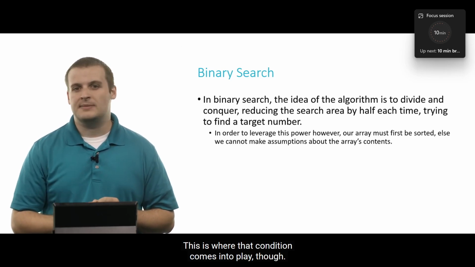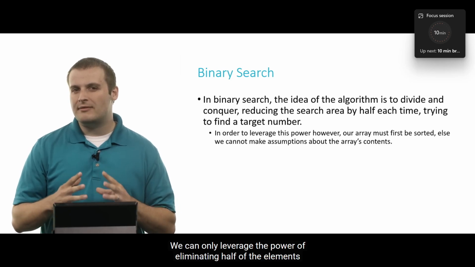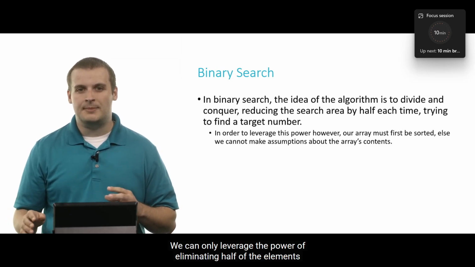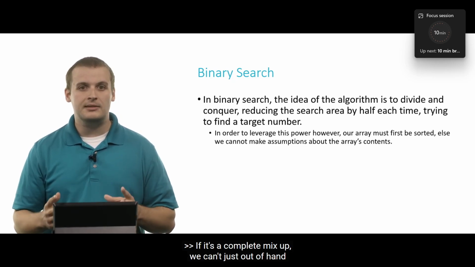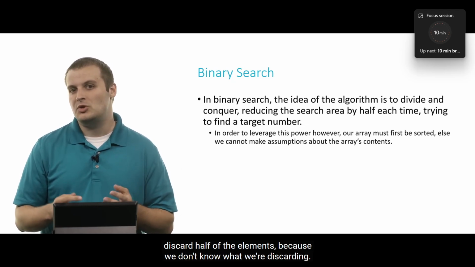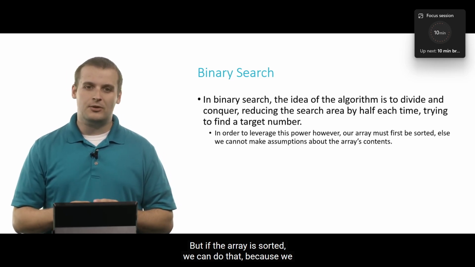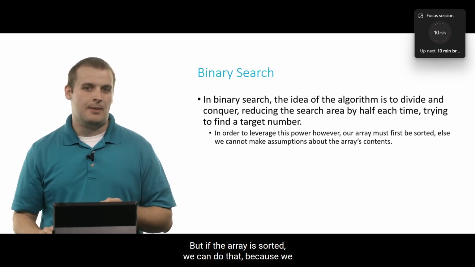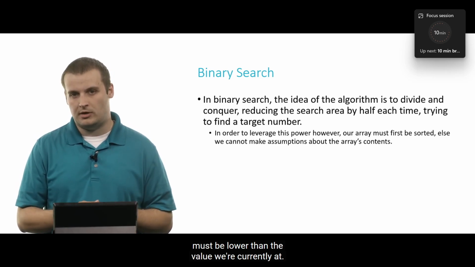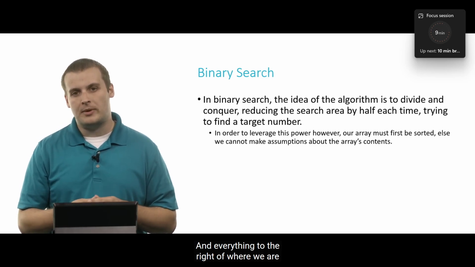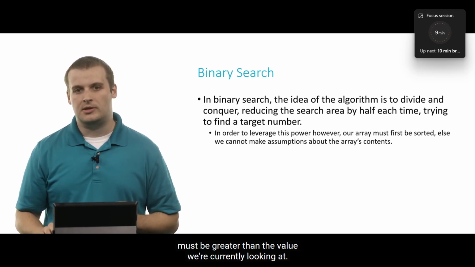This is where that condition comes into play, though. We can only leverage the power of eliminating half of the elements without even looking at them if the array is sorted. If it's a complete mix-up, we can't just out of hand discard half of the elements because we don't know what we're discarding. But if the array is sorted, we can do that because we know that everything to the left of where we currently are must be lower than the value we're currently at, and everything to the right of where we are must be greater than the value we're currently looking at.